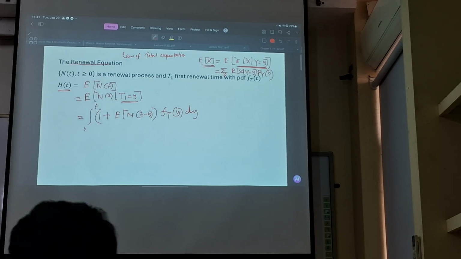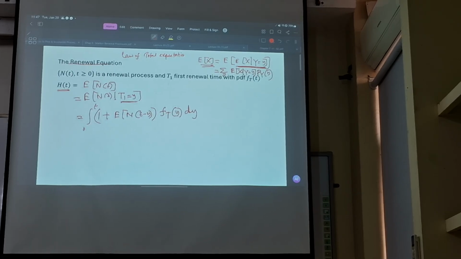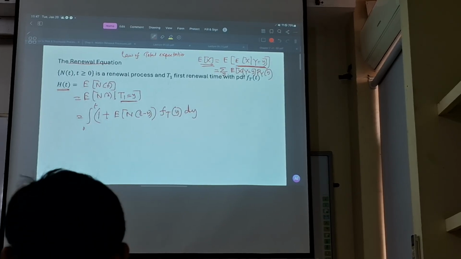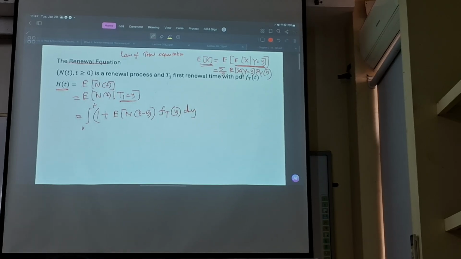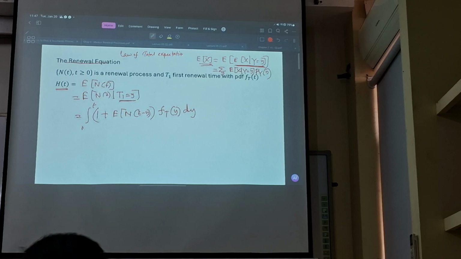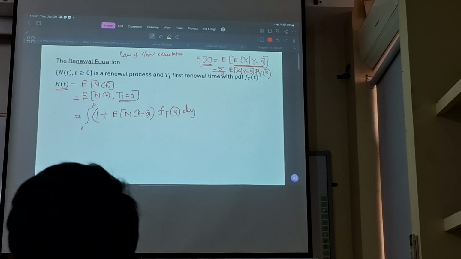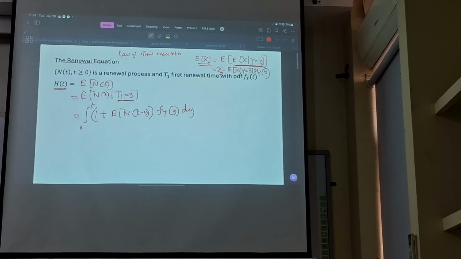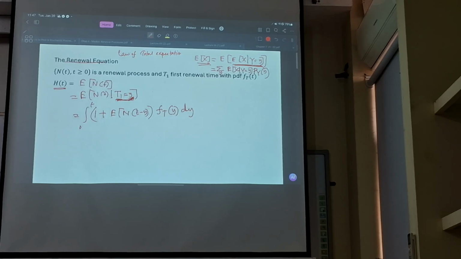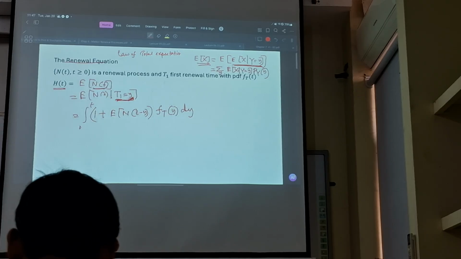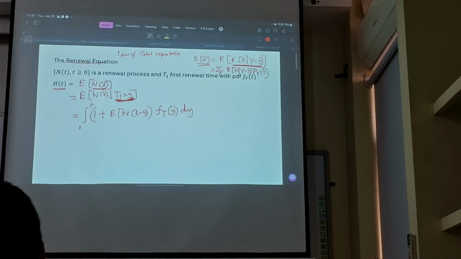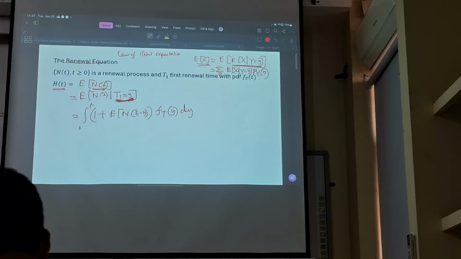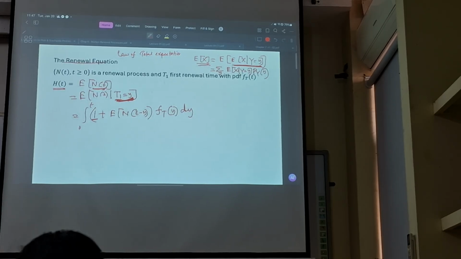Can I write this? We solve the problems of this kind, right? This is the law of total expectation. What we assume is that the first renewal occurs at time y. Then we are calculating the expected number of renewals. So we are now sure, with this assumption, that the first renewal occurs by time y. So that's why we add 1.